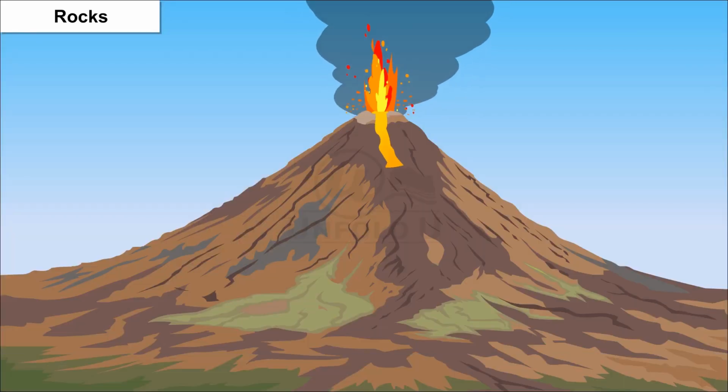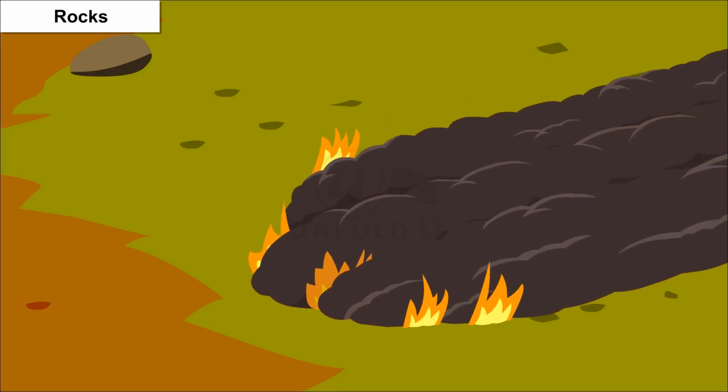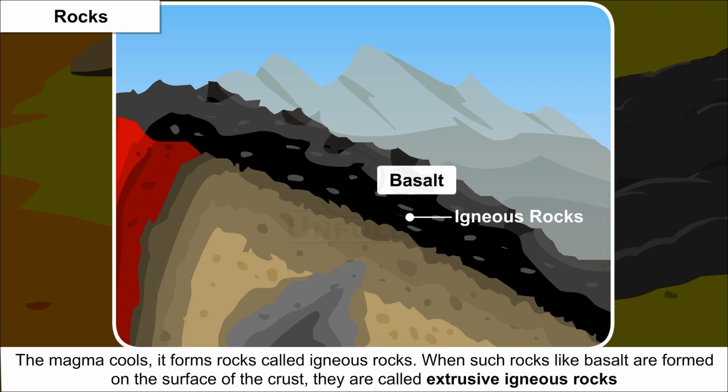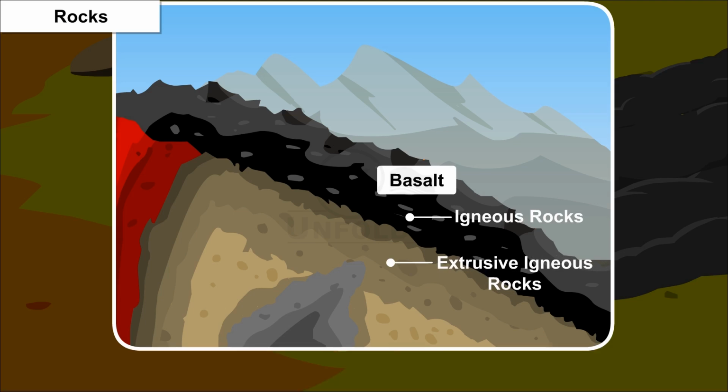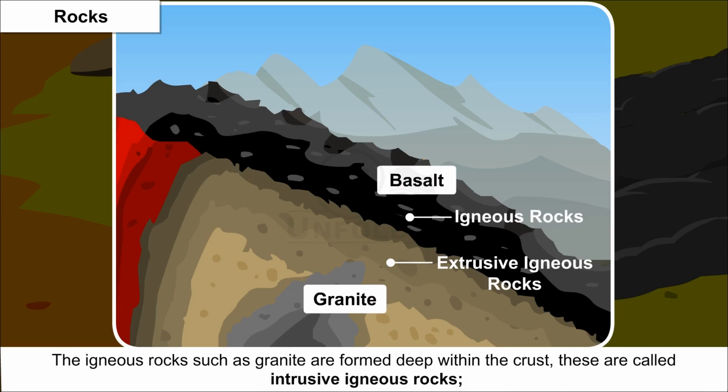When a volcano erupts, the molten lava flows out and pours onto the Earth's surface in the form of molten magma. When the magma cools, it forms rocks called igneous rocks. When such rocks like basalt are formed on the surface of the crust, they are called extrusive igneous rocks. These are smooth in texture. When igneous rocks such as granite are formed deep within the crust, these are called intrusive igneous rocks.